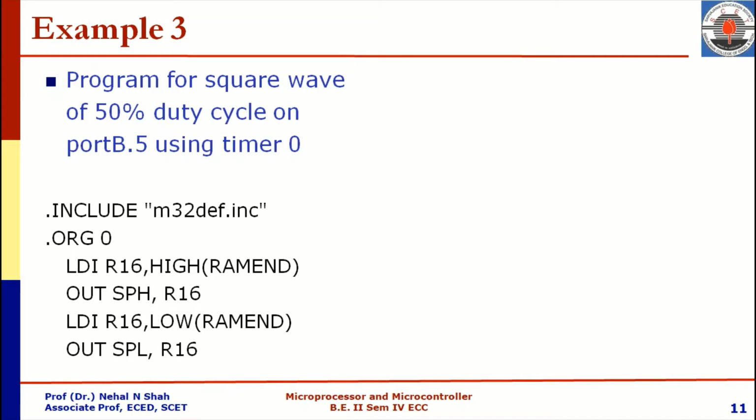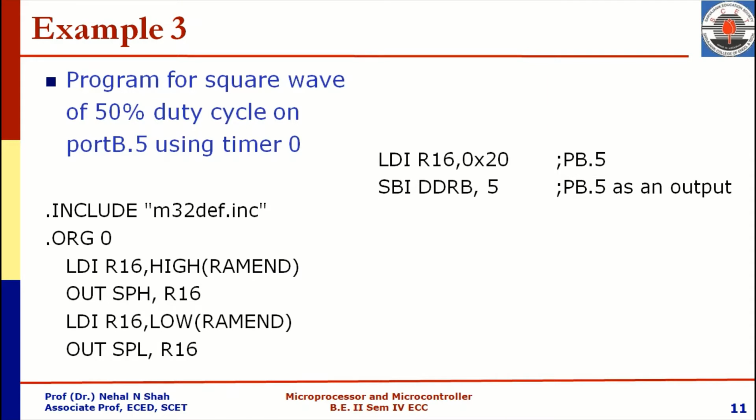First of all, in main program, we will load R16 register with 20 hex. This will set 5th bit of R16 register. We will also set 5th bit in DDRB register. This will configure PB.5 as an output pin. DDRB register is data direction register. We will load 0 into R17 register and we will use R17 to clear our port B.